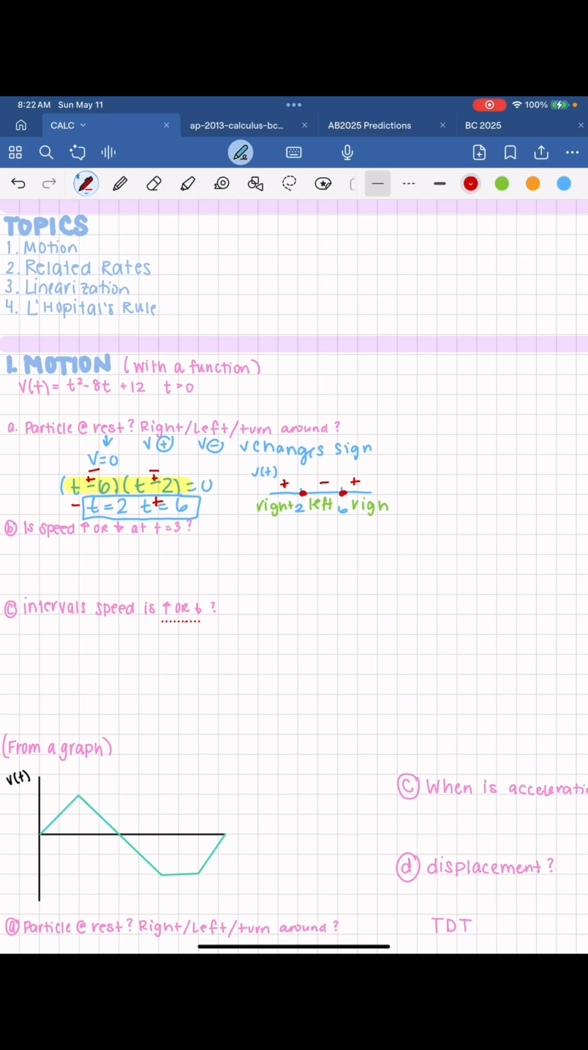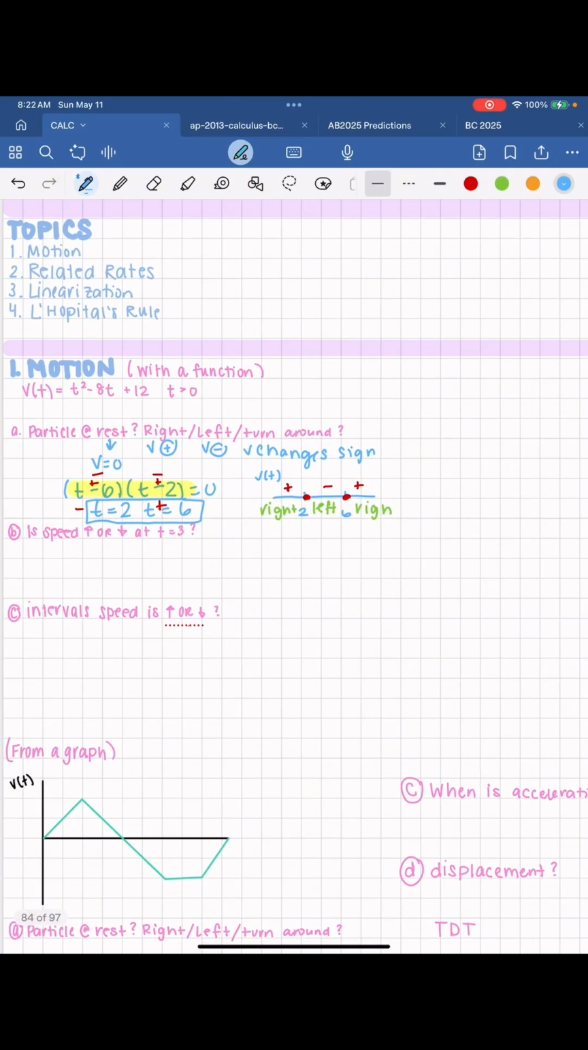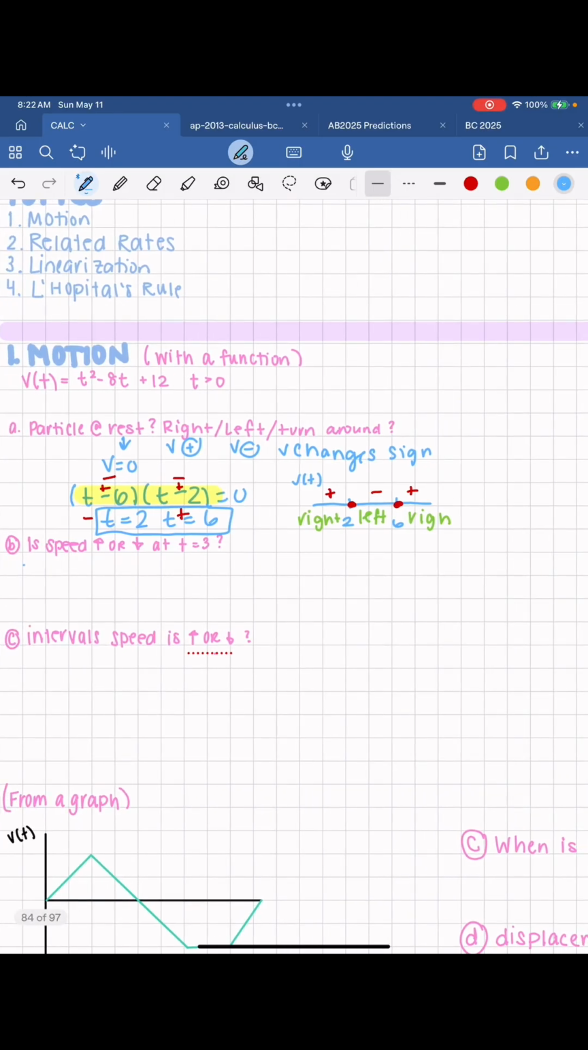Now, is the speed increasing or decreasing at time 3? So what we're going to do is compare the velocity and the acceleration at time 3. We're going to take the velocity at time 3 and plug it in: 3 squared minus 8 times 3 plus 12. And then we're going to do the same thing for acceleration. I'm going to do the acceleration function over here. It's 2t minus 8. So we're going to do 2 times 3 minus 8. So if we do this first one, it is 9 minus 24 plus 12, which is negative 3. And then this one is going to be negative 2.